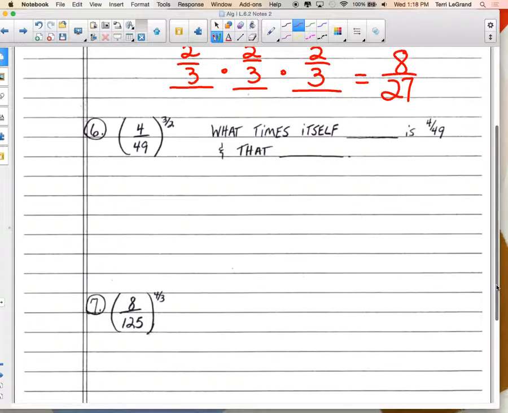4/49 raised to the 3/2 power really means what times itself how many times? Is it the 2 or is it the 3? Look at yesterday's notes when we had a numerator greater than 1. Which one was it? Was it the numerator or the denominator? Denominator. It was the denominator. So, in other words, this could be rewritten as 4/49 raised to what power? The 1/2 power, not the 2 power. The 1/2 power. Remember how we renamed these as powers to powers?